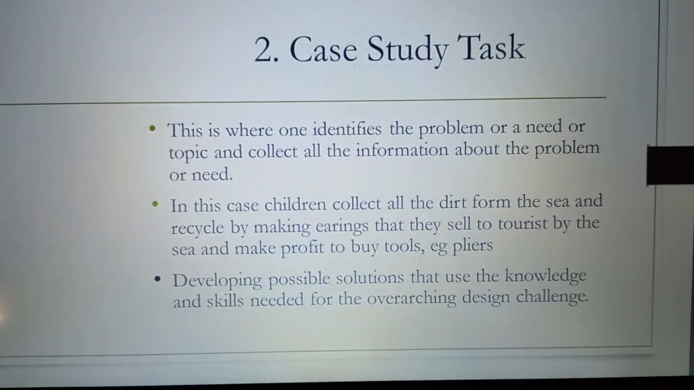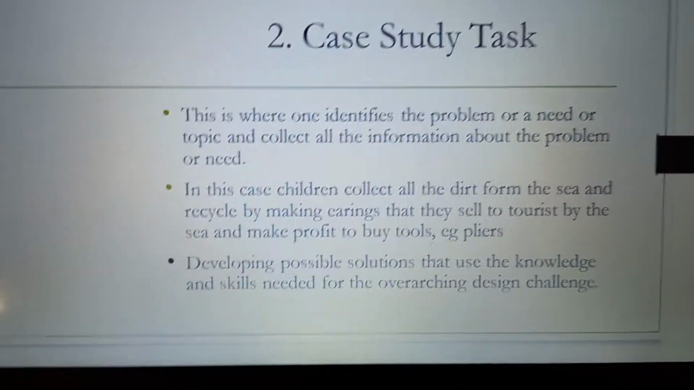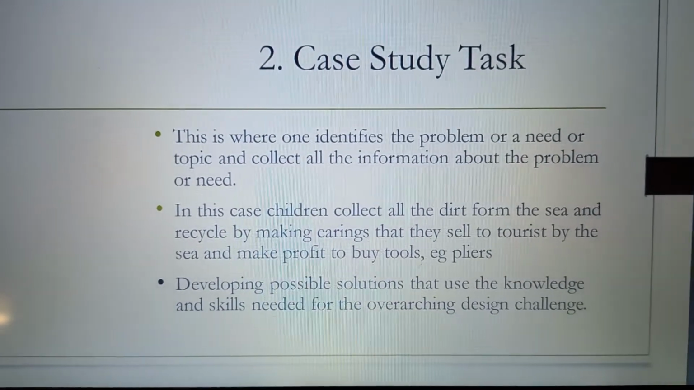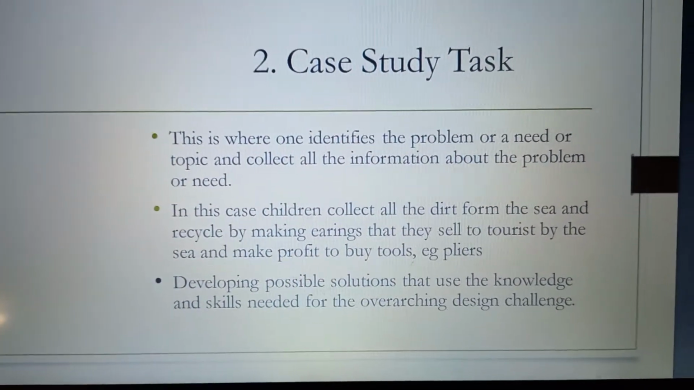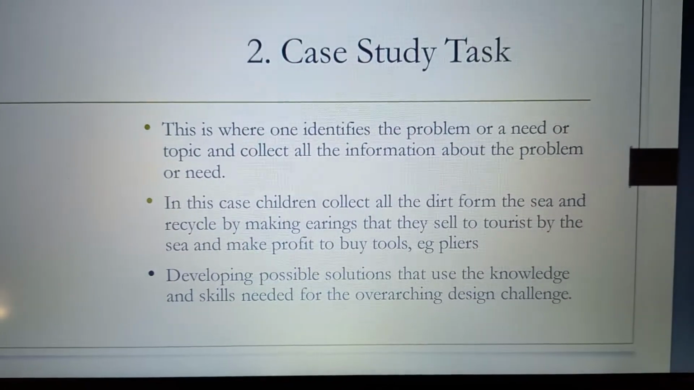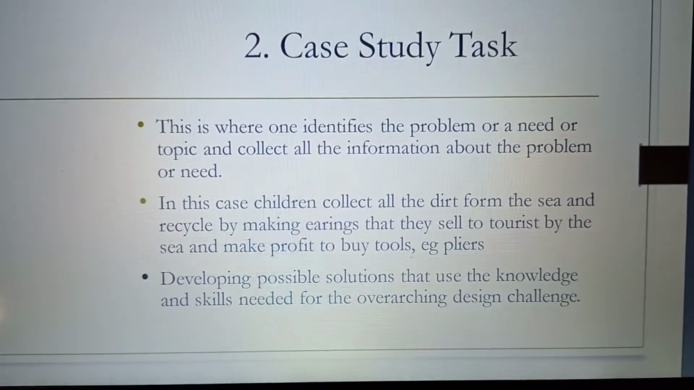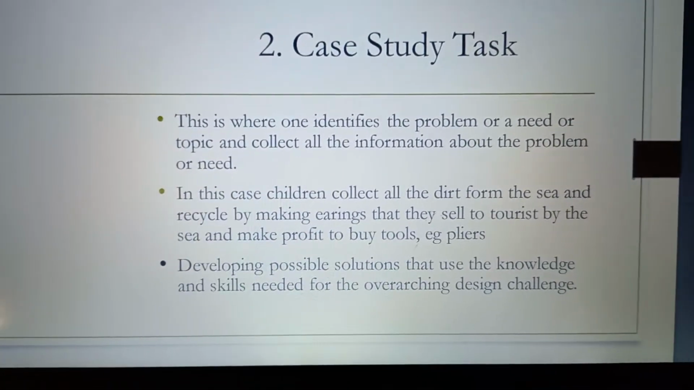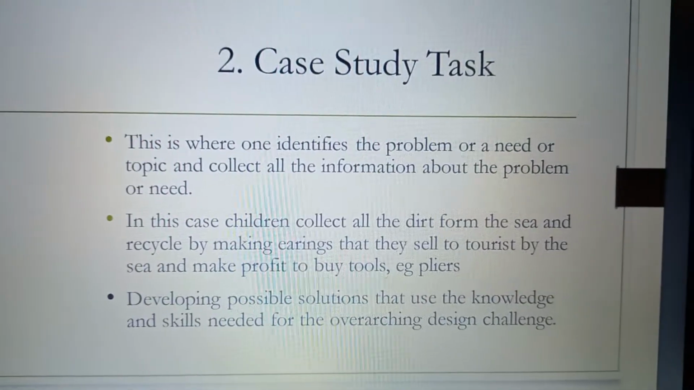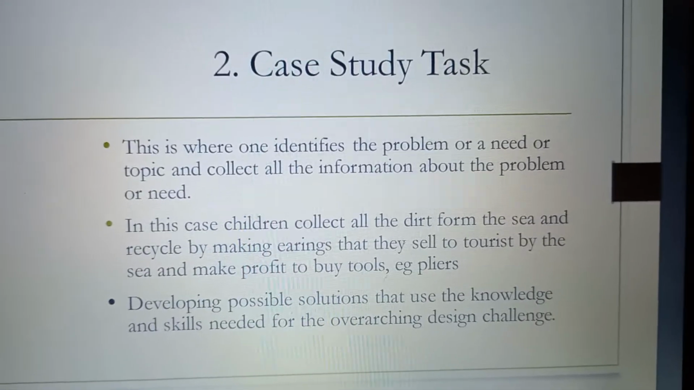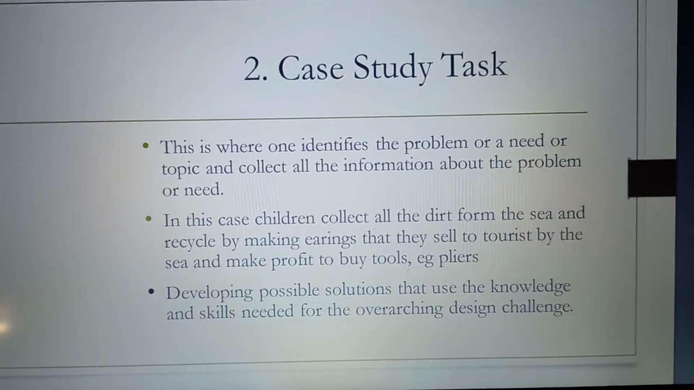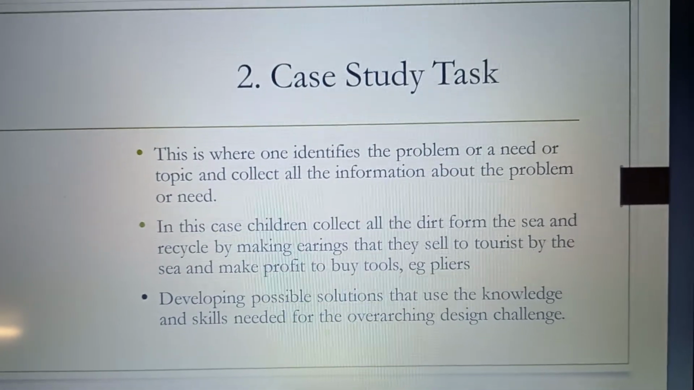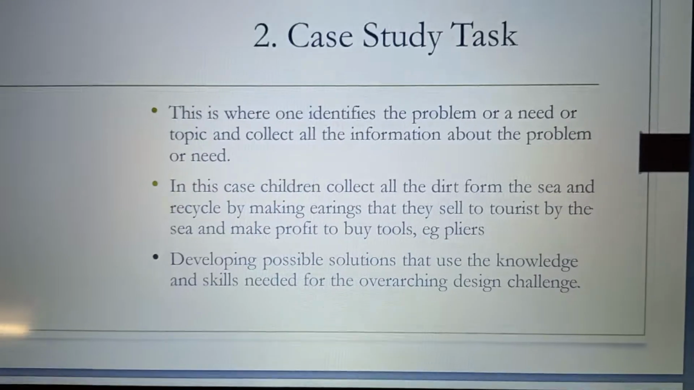And then what I like about him is he has involved young children so that they can also see the importance of the ocean, and they see that the debris can harm the sea creatures. In this case, the children will collect all the debris from the sea and recycle by making earrings. They just make earrings and sell them by the sea, and then they explain to the tourists that they're doing the recycling. He has also developed a possible solution that uses knowledge and skill needed to overarching design knowledge.